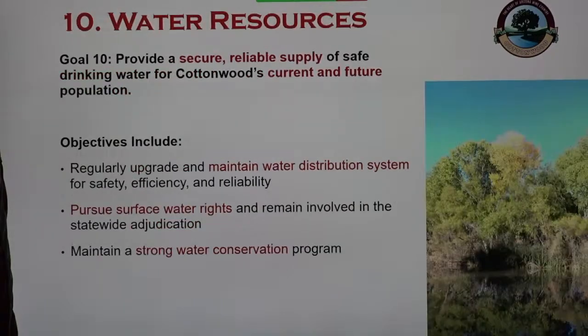Water resources. The big goal here: continue to provide a secure and reliable supply of safe drinking water for Cottonwood's current and future population. The objectives toward that are to regularly upgrade and maintain water distribution systems throughout the city, pursue surface water rights, make sure we have the legal rights, and remain involved in the statewide adjudication process that's going on, and also to maintain our strong water conservation program.